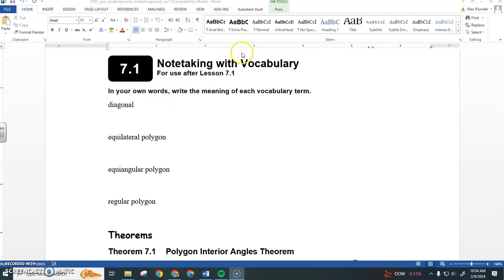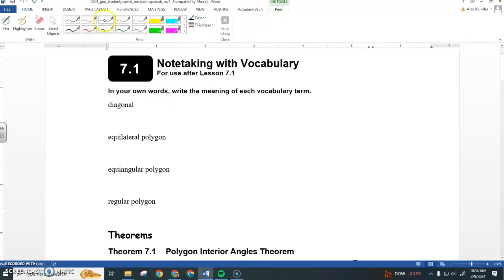A diagonal is basically any time you have something that goes from vertex to vertex. Now, this is a very loose definition. You're not going to find this necessarily specifically in the textbook. And basically, here's why I say that. You could have a polygon. Let's call this a hexagon because it's got 6 sides. And you can have multiple diagonals.